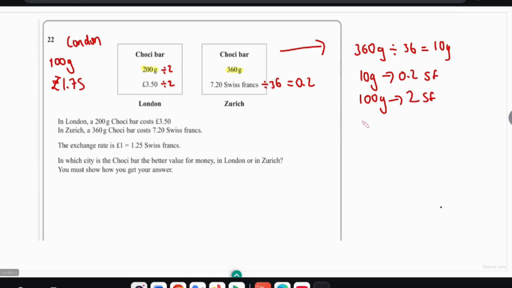Okay, now we can convert into the same unit. It's up to you if you want to work with pounds or Swiss francs. I think I'm going to convert them both into Swiss francs. We need to convert £1.75 into Swiss francs. Just from this exchange rate here, you times by 1.25. So £1.75 times 1.25 is 2.1875, which is more expensive in London. So Zurich is cheaper.